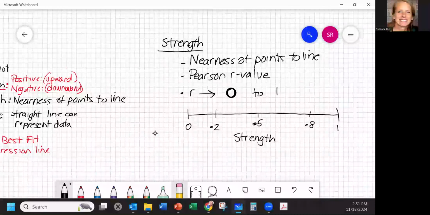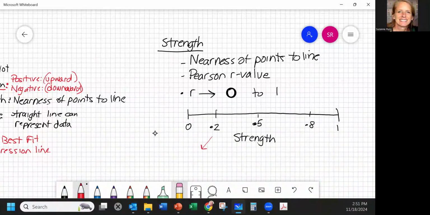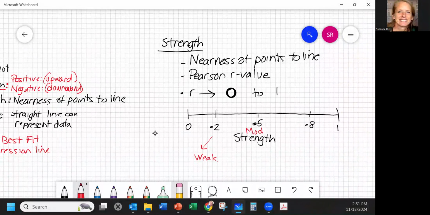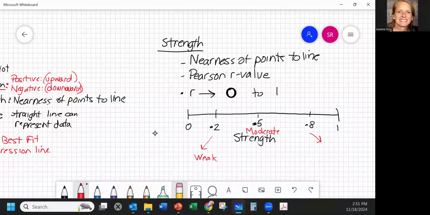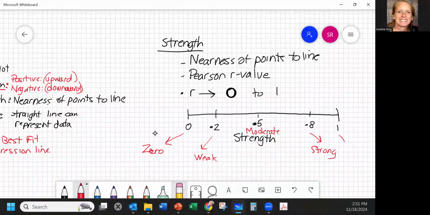And we rate these scores just like we do the scores for effect size. 0.2 is considered weak. 0.5 is considered moderate, and 0.8 is considered strong. And this 0 we've already talked about. It's just considered 0, a 0 relationship, and a score of 1 is a perfect relationship.